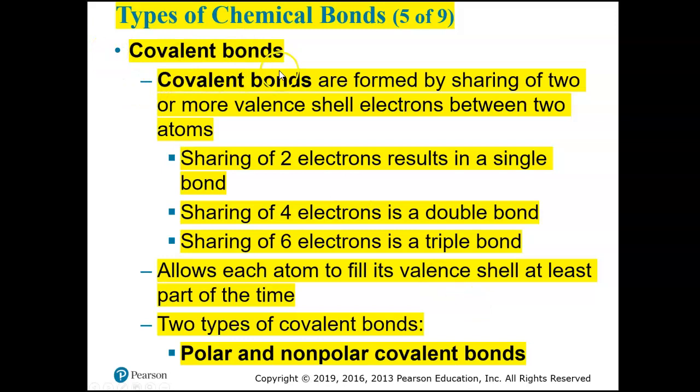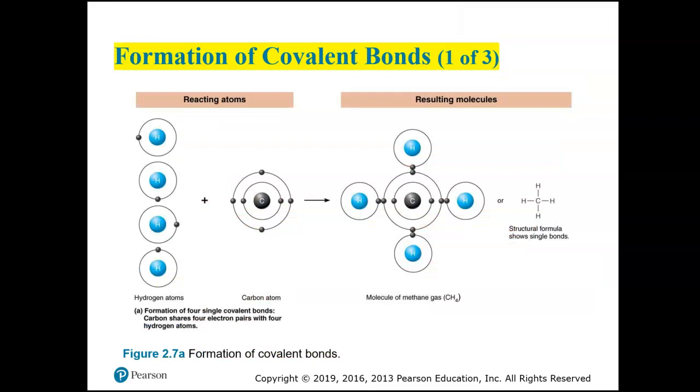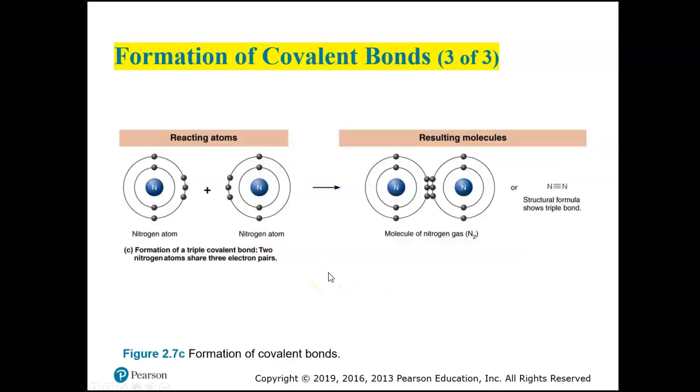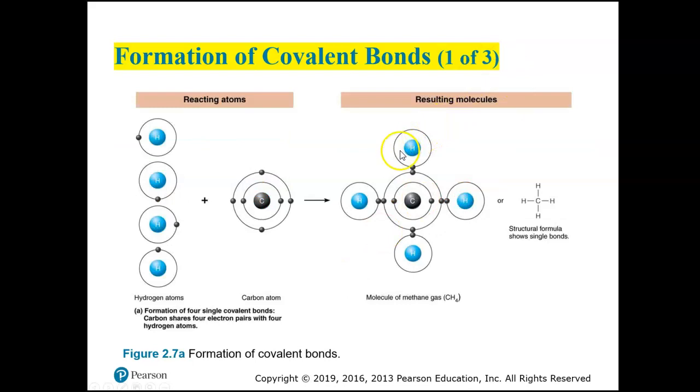Now we're going to move on to covalent bonding. Covalent bonds are formed by the sharing of valence shell electrons. So you can have polar and nonpolar covalent bonds, and we'll talk about the difference. But here's an example. All right, so we have 4 hydrogen atoms, we have 1 carbon atom, and when they combine by covalent bonding, they become methane, or CH4.